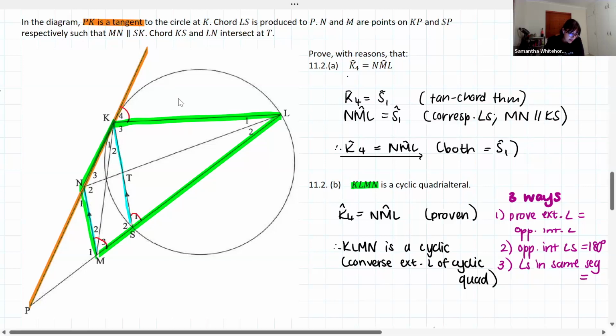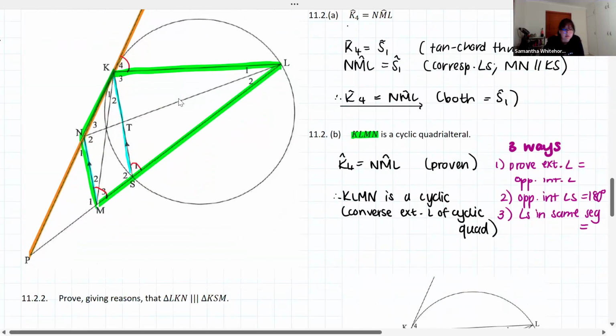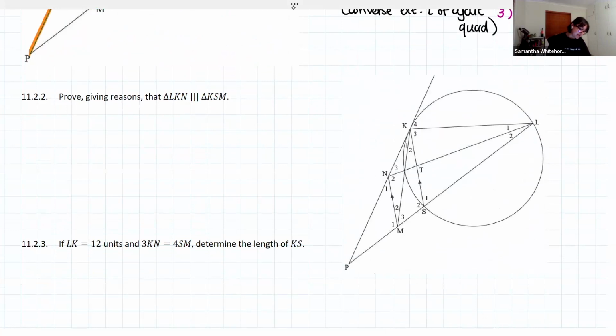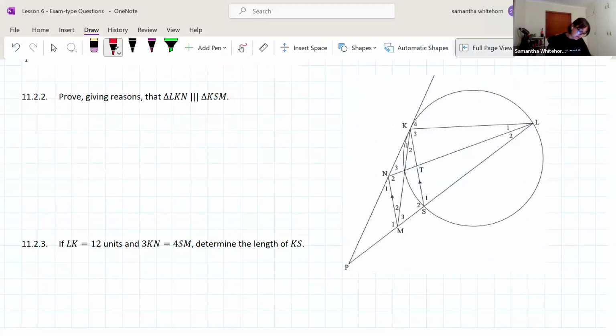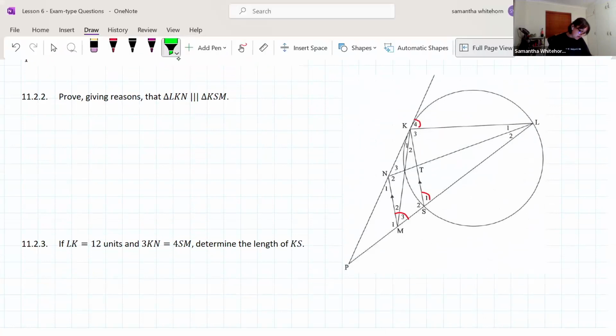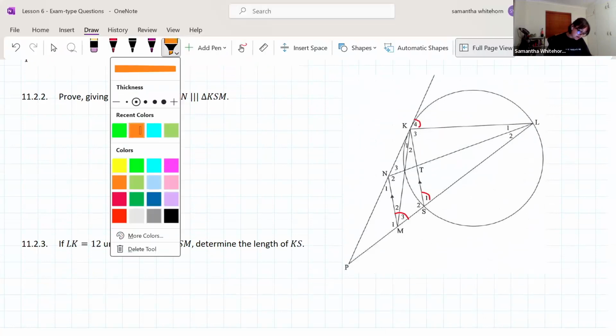All right, taking that information and leading us into 11.2.2, we want to prove that triangle LKN is similar to triangle KSM. So all I've done is put the diagram here again for us. I'm going to indicate what we know. Remember, we know K4, S1 and NML are equal to each other. We know that PK is a tangent.